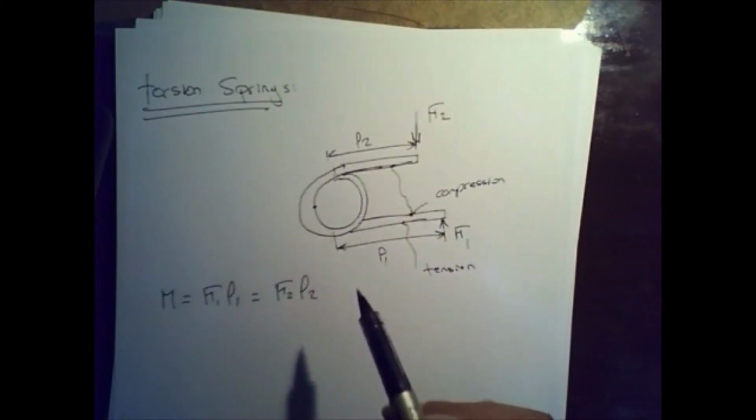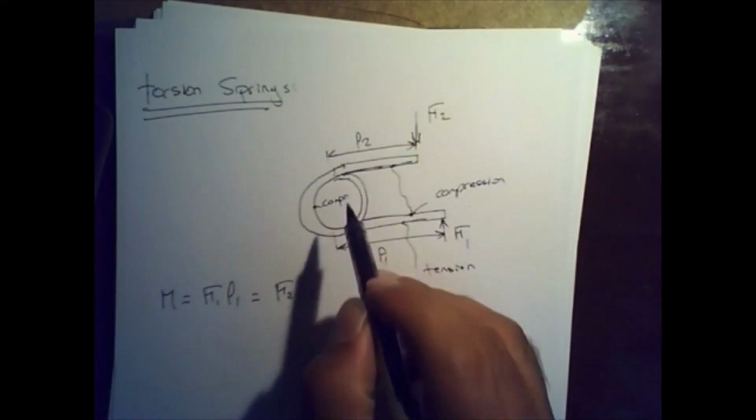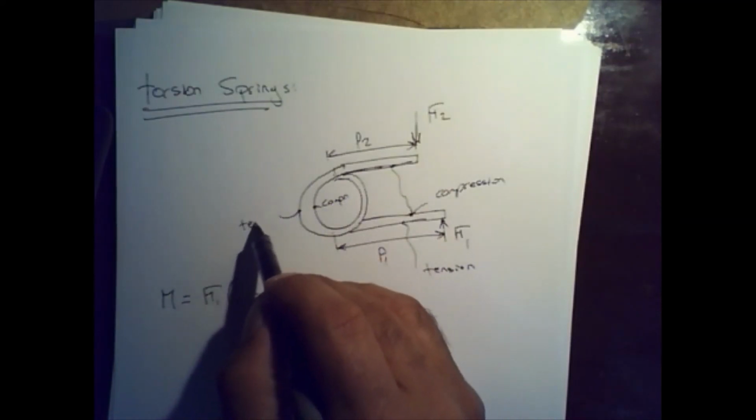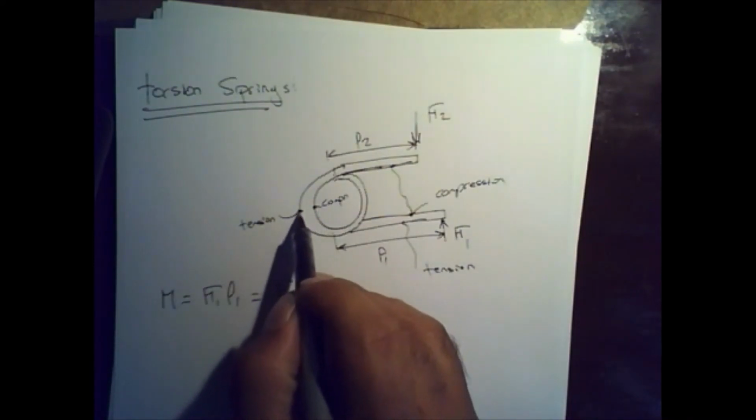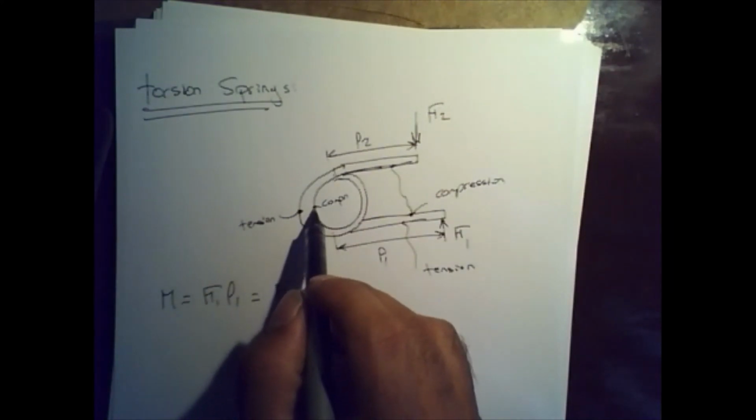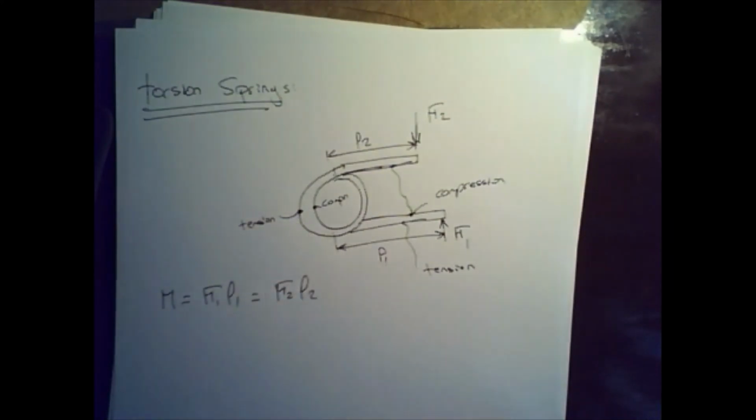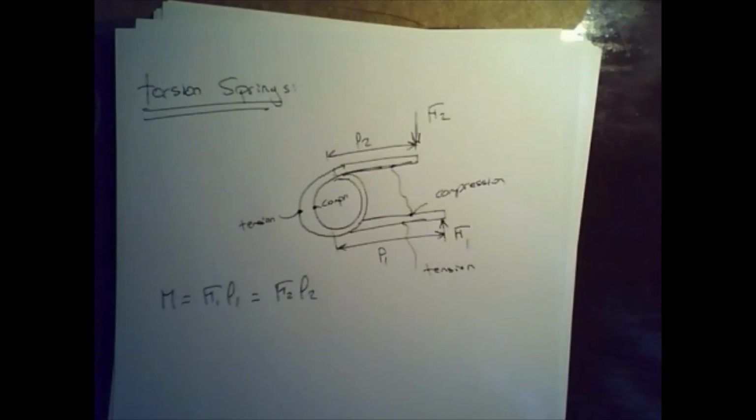Again, inside the wire you are going to have compression, and on the outside of the wire you are going to have tension. So here axial tension stresses, and at the bottom, or on the inside, you're going to have axial compression stresses. So this is really the equation of this.